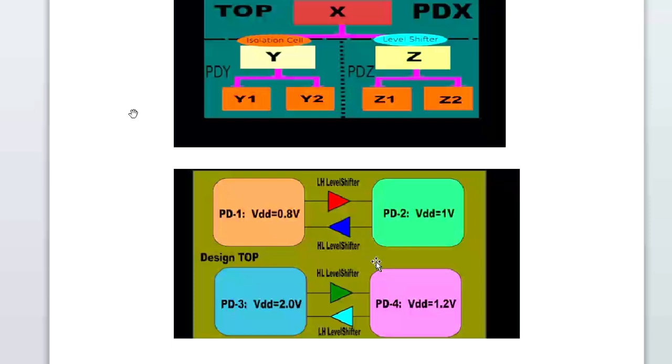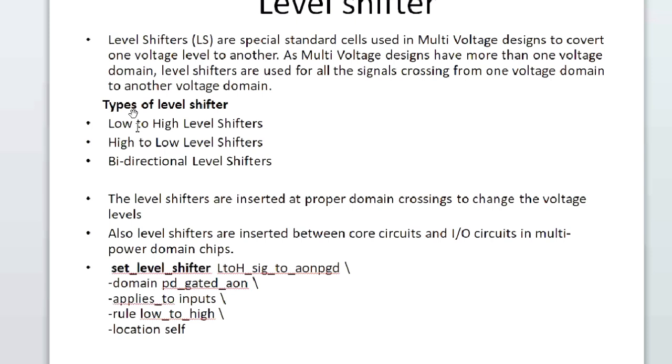And the types of level shifter are low to high, high to low, or bidirectional. Bidirectional ones are basically used for interfacing the signal, if one signal requires two voltages at a time or two domains. So based upon that, we use bidirectional.